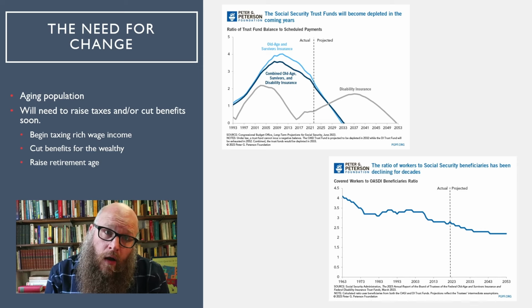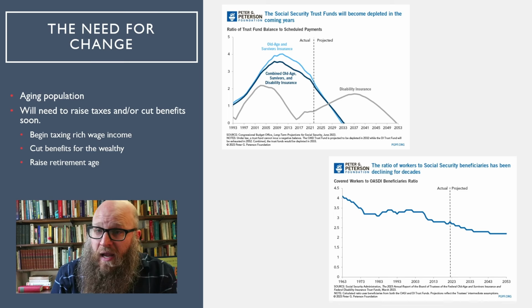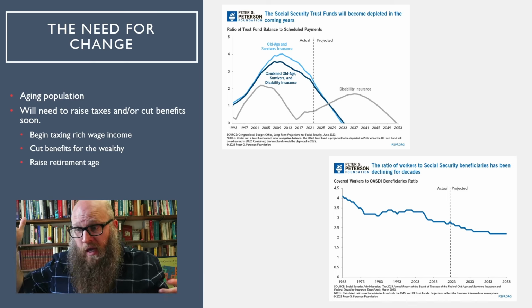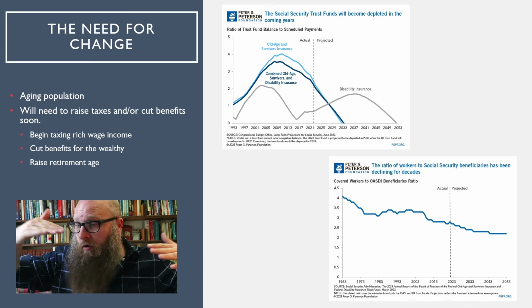Number one, we can begin taxing rich wage income. So remember, after $160,000, you pay zero. What if we just had it flat tax across the board? That will help, but it won't solve it. Maybe if we did this 15 years ago or 20 years ago, it would have done it, but it's not enough. We're going to have to do more.